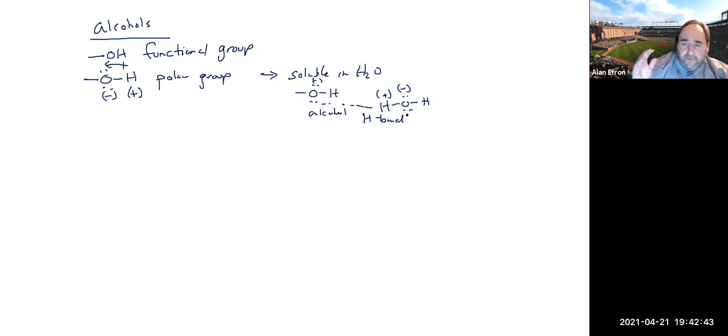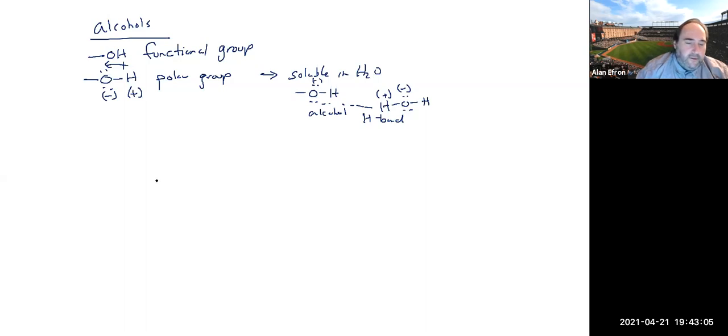Again, though, if you start building out all the carbons, like get over 6 carbons, 7, 8, 9, 10, 11, 12, 14 carbons, the solubility decreases a lot because there's just that one little spot that can interact with water. But relatively small alcohols are fairly soluble in water and can interact really well with water.